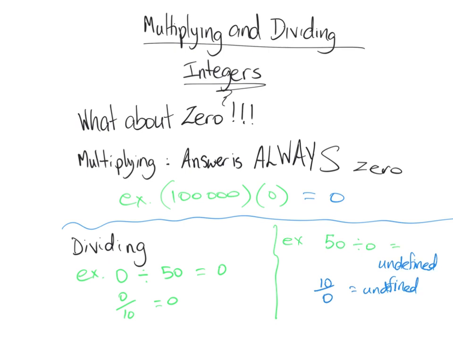So the rule for dividing by 0, you will get an undefined answer. But if you take 0 and divide by a number, you get 0. Super important to know the difference.